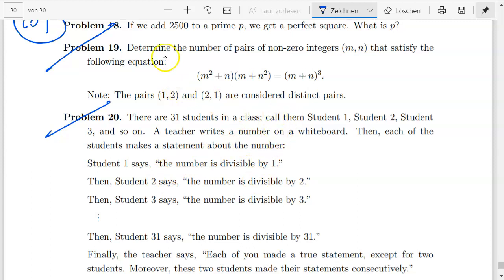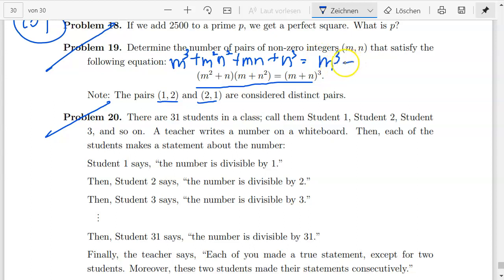So problem 19, determine the number of pairs of non-zero integers m and n that satisfy the following equation. m and n are different, so 1, 2 and 2, 1 are considered different pairs, and then we will have this equation over here. So what we will normally do first is multiply out and expand the equation. So on the left hand side we will have m cubed plus m squared n squared plus mn plus n cubed, which will be equal to m cubed plus 3mn squared plus 3m squared n. And okay, I just mixed it upside down, but don't worry.